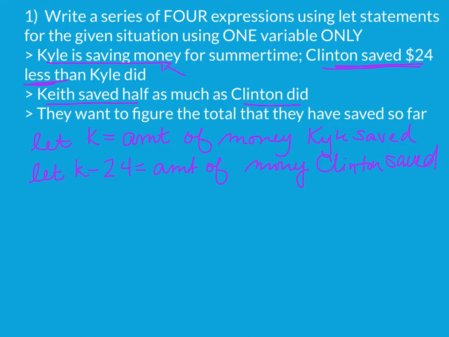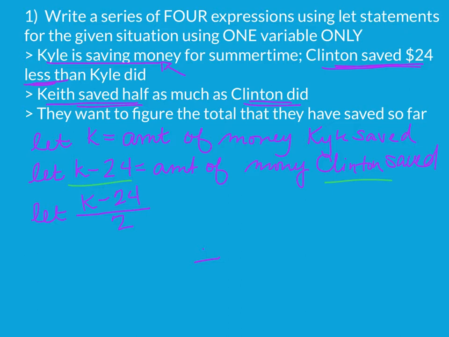And I also do want to remind you that your let statement descriptions need to be very specific so that it's very, very clear what's going on. Keith saved half as much as Clinton, half. So to find half of something, I need to divide it by 2. And it says half as much as Clinton. Well, Clinton saved K minus 24. So the thing that we're going to have to divide in half is K minus 24 in its entirety. So let K minus 24, the entire thing, be divided by 2. So it needs to look like this.